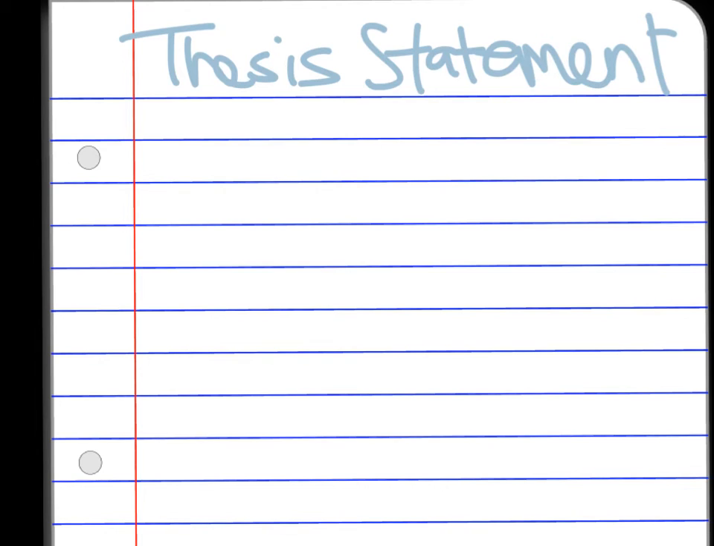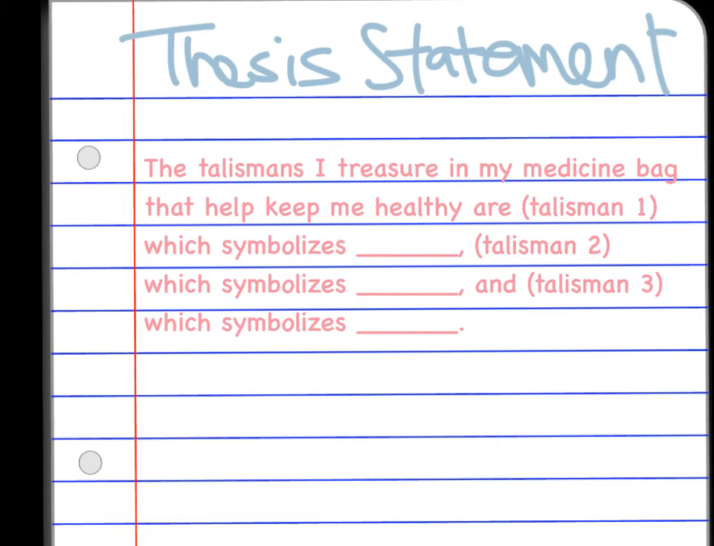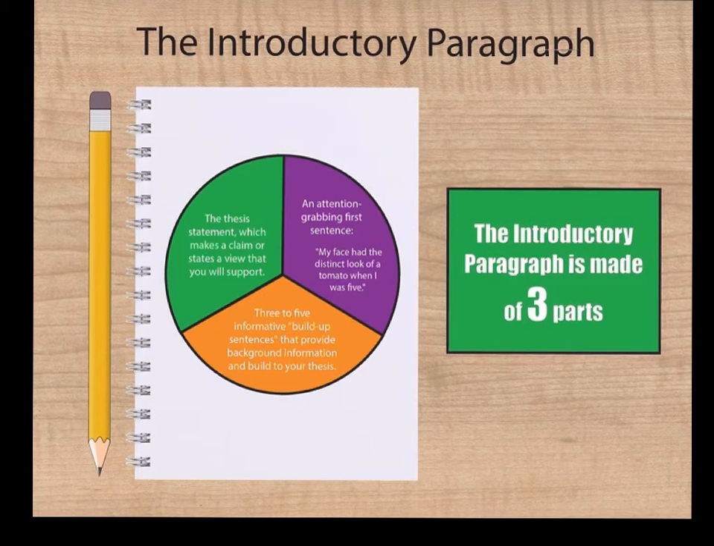To write your thesis statement, you need to fill in the following sentence with your own talismans and their symbols. The talismans I treasure in my medicine bag that help keep me healthy are Talisman 1, which symbolizes blank, Talisman 2, which symbolizes blank, and Talisman 3, which symbolizes blank. So to summarize, there are 3 parts to your introductory paragraph: the attention grabber or hook, the background information, and the thesis statement.